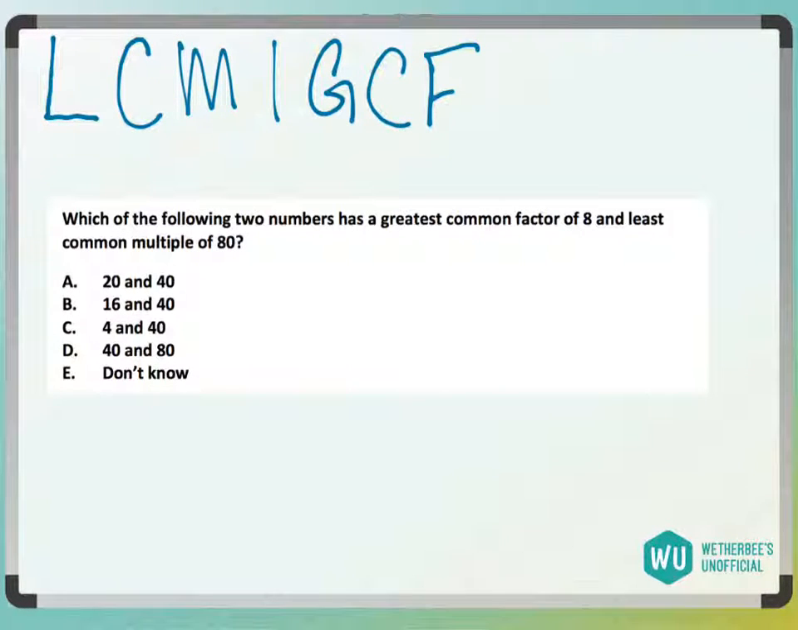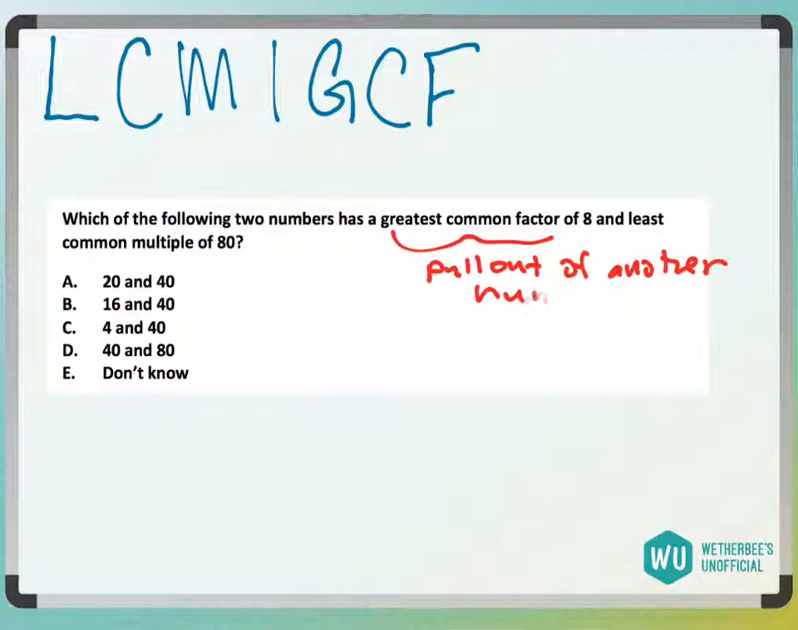Okay, so a greatest common factor is a number that you can pull out of another number, right? So I would just use my answer choices and go through and start crossing things off. So the greatest common factor of 8, right? Let's look at answer choice A. Well, 8 isn't even a factor of 20 because 20 isn't divisible by 8, so we can cross that off, right?